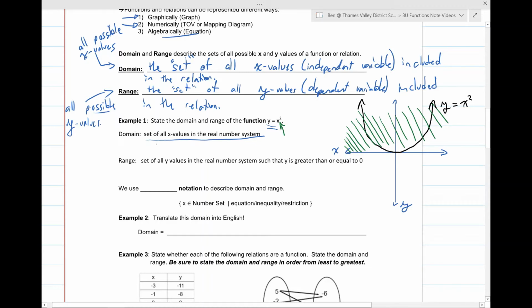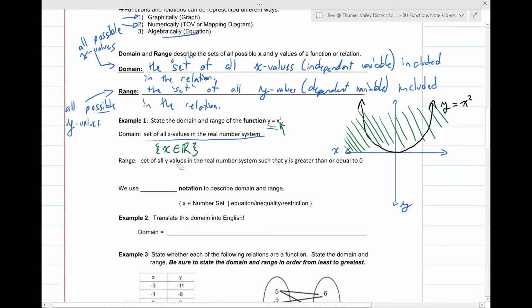So the way we write that, we open it with a squiggly bracket here, x values that are elements of the real number system. Again, this R represents the real number system. The little e here, the epsilon, that represents element. That's what it means in English, if you will.